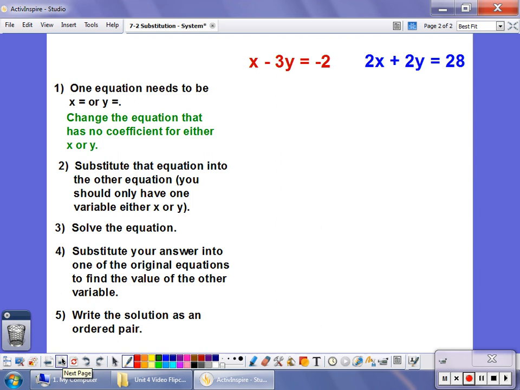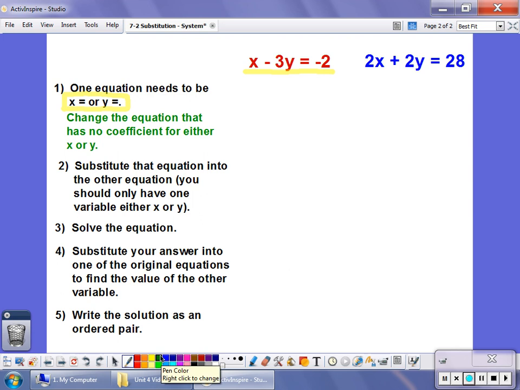Here's another example. Now the only difference with this example is it doesn't have an equation that's starting out as x equals or y equals. We need that in order to be able to use substitution. In order to figure out which equation you want to change, look at both equations. You want to change the equation that has an x or a y value with no coefficient in front of it. That'll be easier to change to just plain old x equals or y equals because you won't have to do division later on.